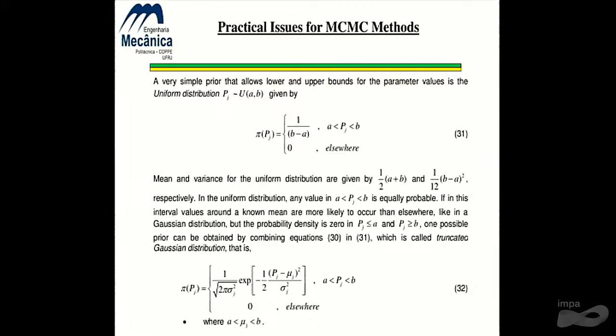This is 0 elsewhere, okay? And so we can provide the bounds, the lower and upper bounds for each parameter. Okay, and so this is a nice prior. This is a nice prior when you more or less know the bounds for the parameters.